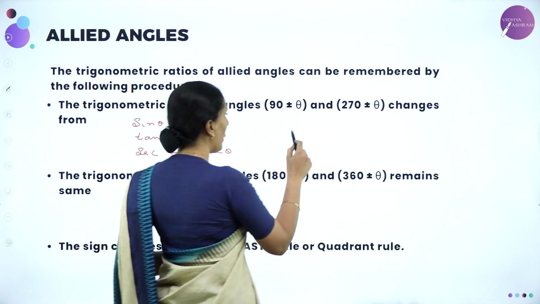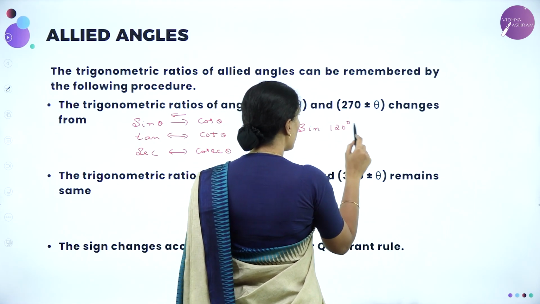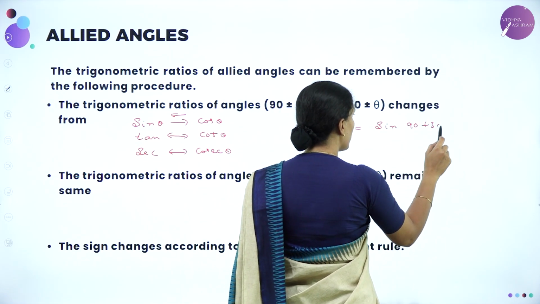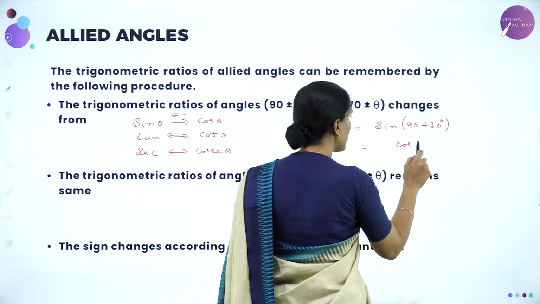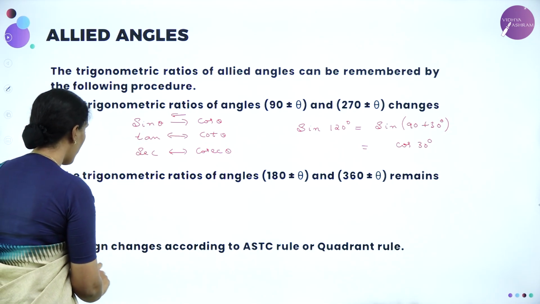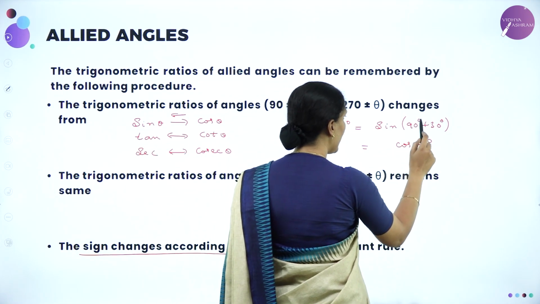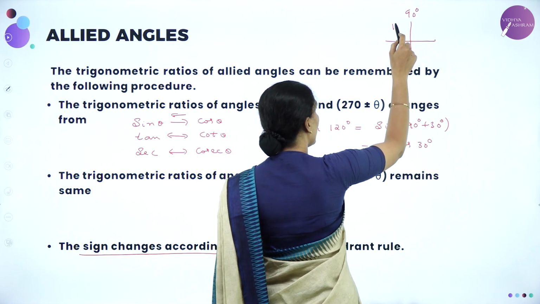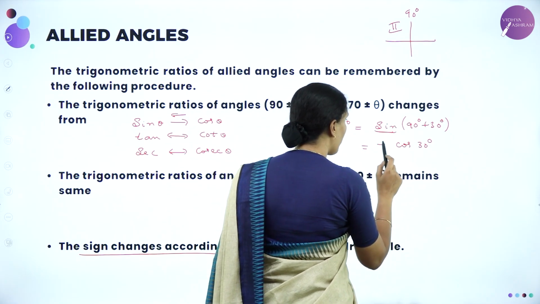For example, if I am taking this in the form of sine 120 degree, here sine 120 degree can be written as sine 90 plus 30 degree. When I am writing this as sine 90 plus 30 degree, then we need to change this to cos 30 degree. Then after that, we need to remember the sign changes according to the ASTC rule. Why? Because when I write sine 90 degree plus 30, we know that 90 is here. So any angle 90 plus 30 degree means second quadrant, and in the second quadrant, your sine function is positive. Therefore it is plus.